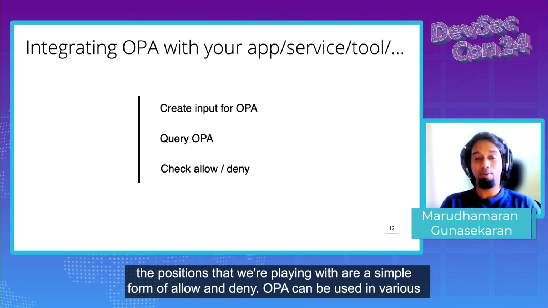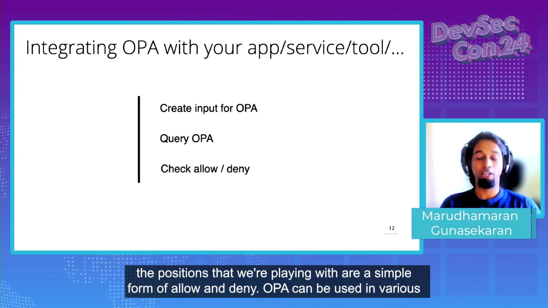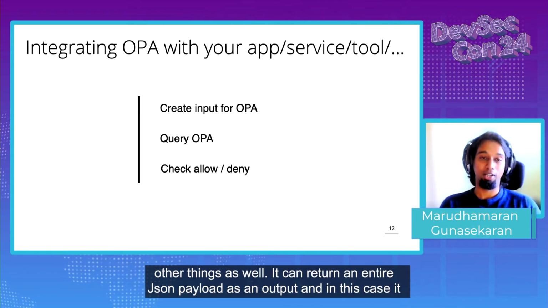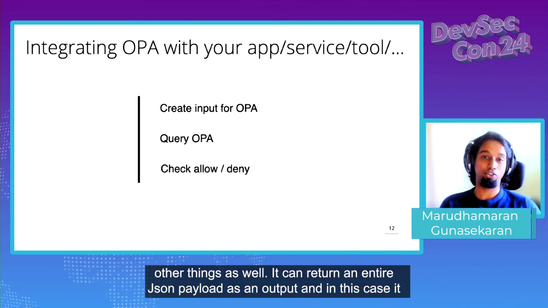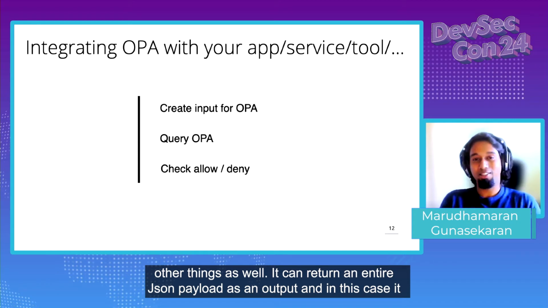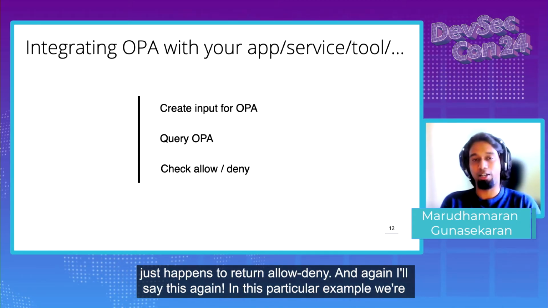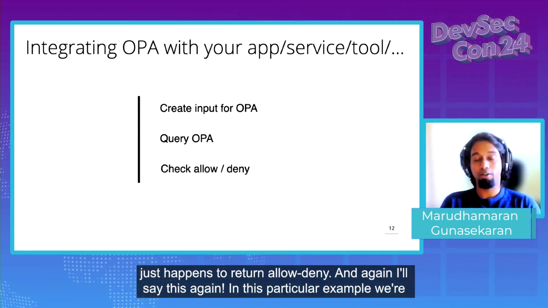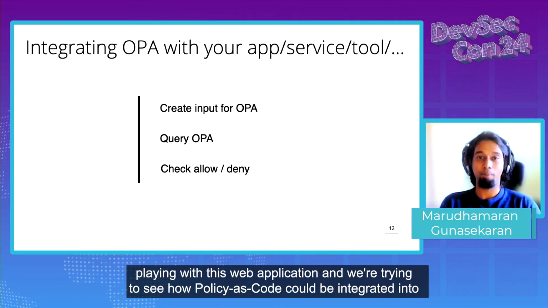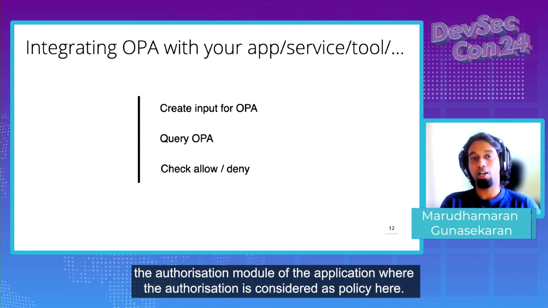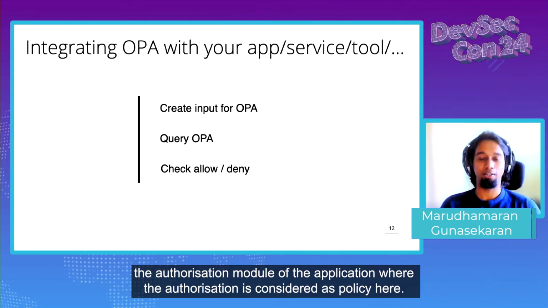Now, in this example, the decisions that we're playing with are a simple form of allow and deny. Now, OPA can be used in various other things as well. It can return an entire JSON payload as an output. And in this case, it just happens to return allow or deny. And again, in this particular example, we're playing with this web application, and we're trying to see how policy as code could be integrated into the authorization module of the application, where the authorization is considered as policy here.